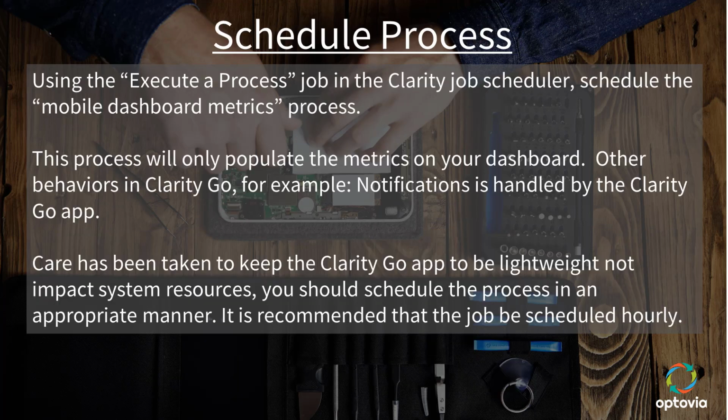Remember that process we updated a few steps back? Now we'll want to schedule it. So using the execute a process job in Clarity Job Scheduler, schedule the mobile dashboard metrics process. The process will only populate the metrics on your dashboard.